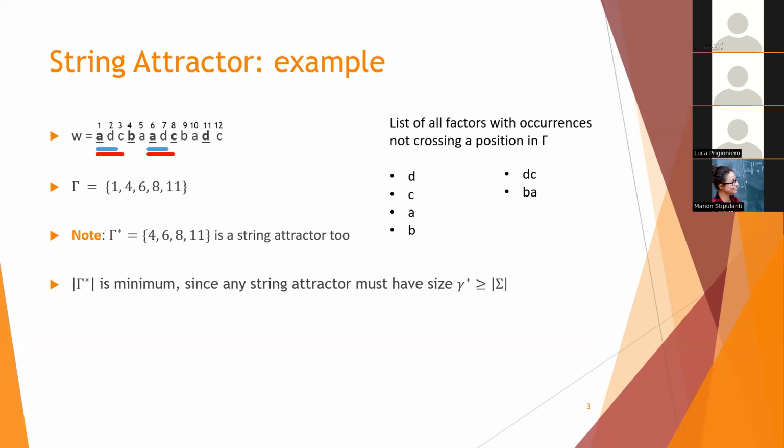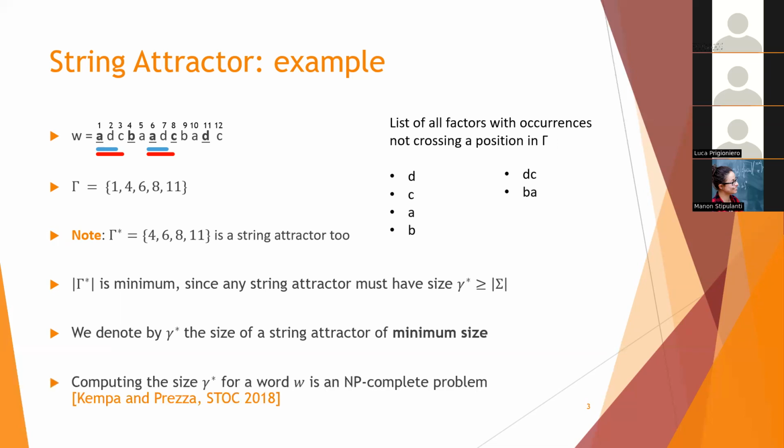Note that the size of this string attractor Γ* is minimum, since any string attractor must have size at least the size of the alphabet used. We denote by γ* the size of a string attractor of minimum size. It has been proved in the same work by Kempe and Prezza that computing γ* for a word W is an NP-complete problem.